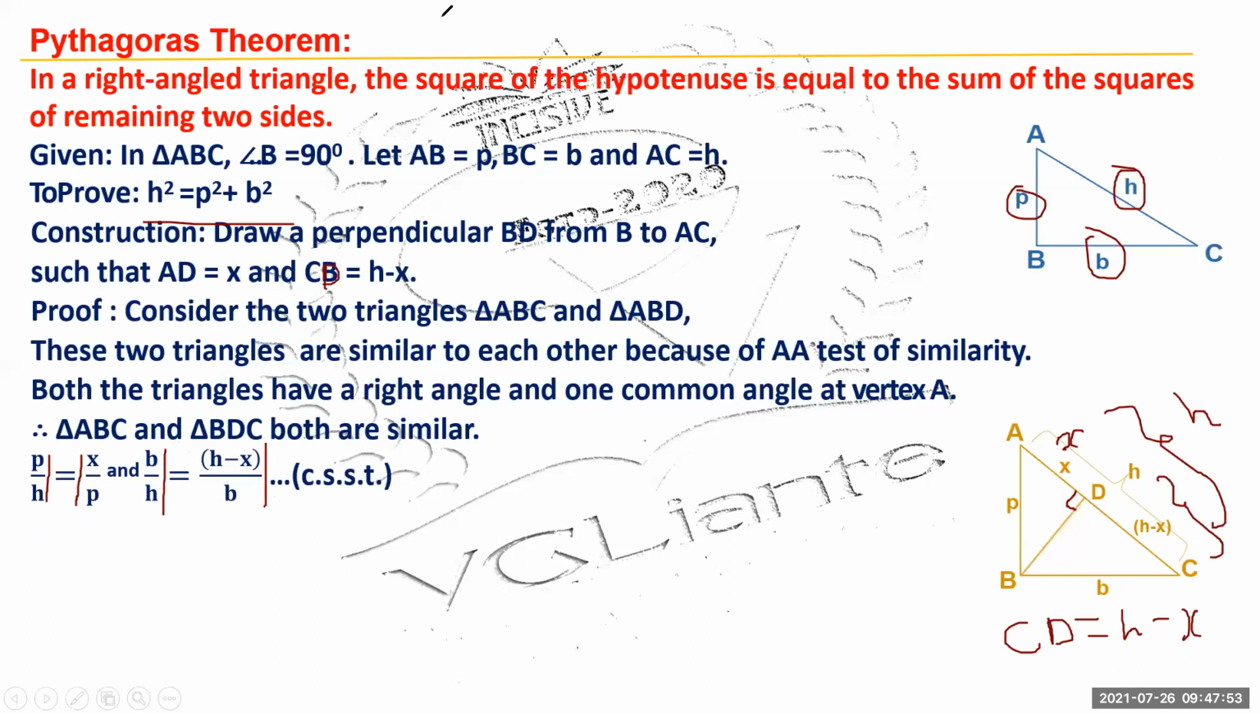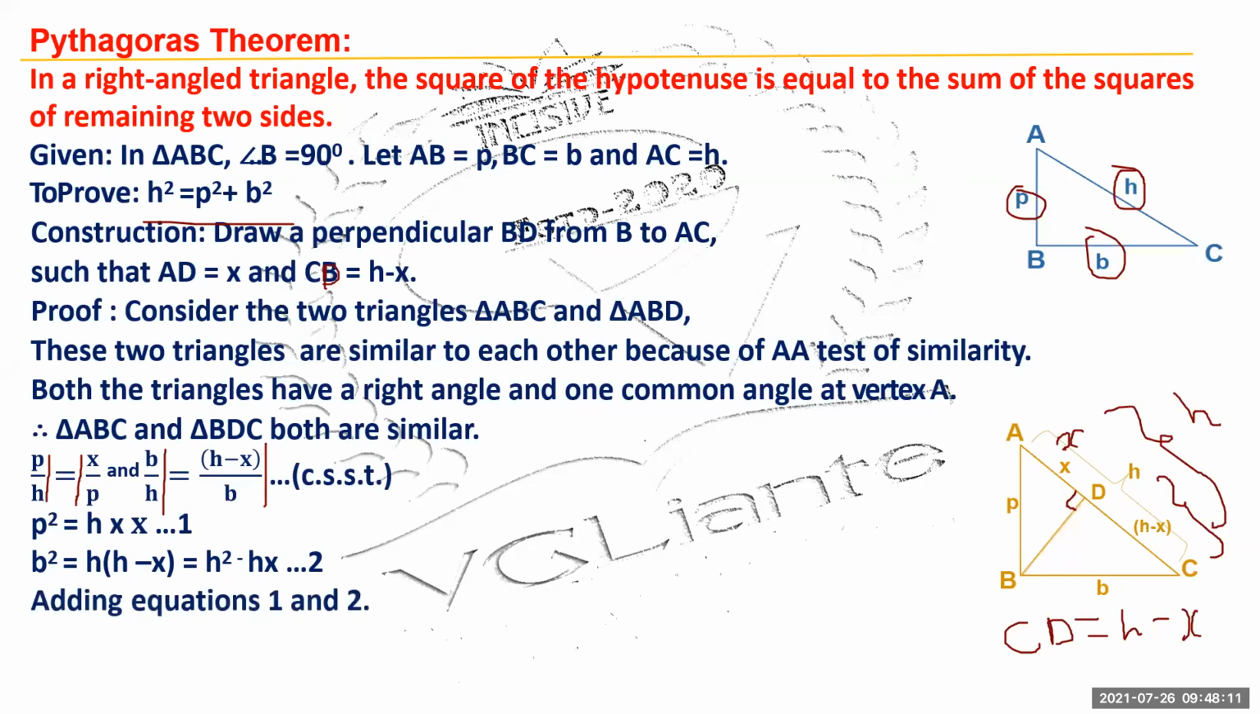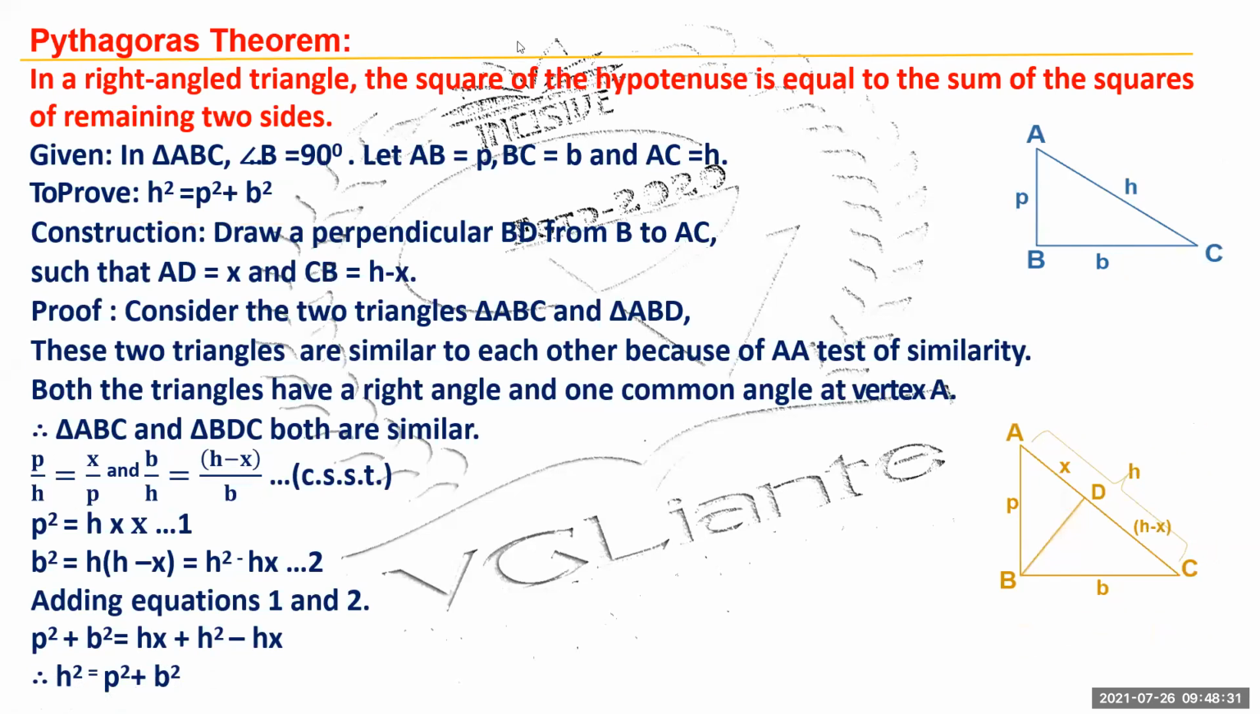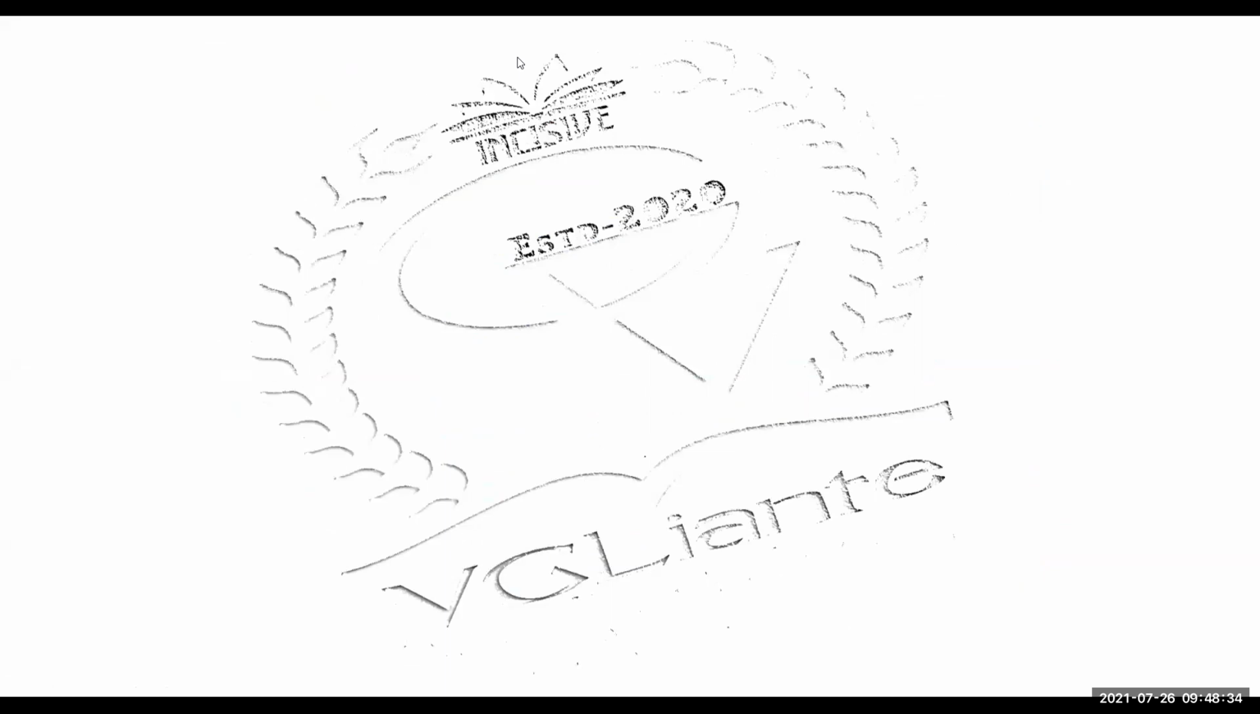So now with respect to this, P square equals H into X, and B square equals H into H minus X; opening up the brackets, H square minus HX. So adding equations 1 and 2, we'll get P square plus B square equals HX plus H square minus HX. Understand? So plus HX and minus HX get cancelled off. You're left with H square equals B square plus P square, which is what you have to prove. Is this clear, beta? Any difficulty in getting this?